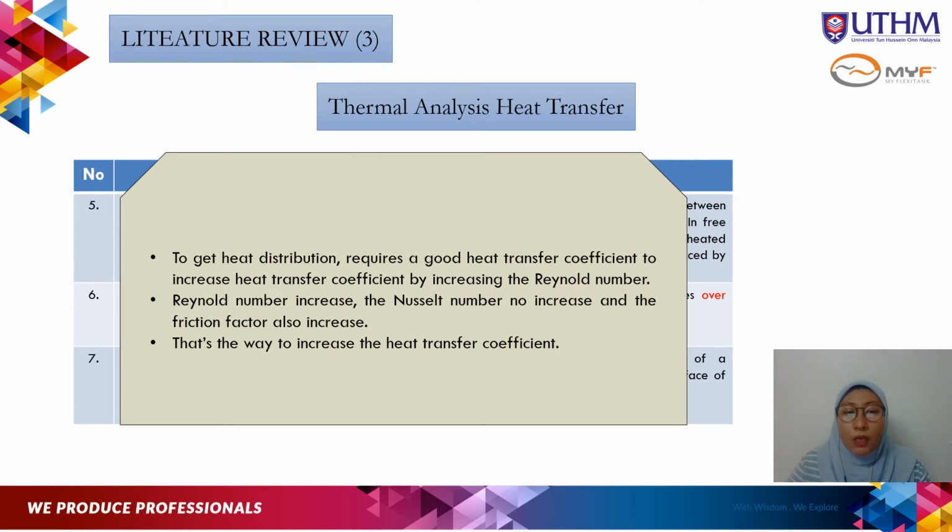For the summary, the literature review number 2 and 3 for the thermal analysis heat transfer is, first, to get the heat distribution requires a good heat transfer coefficient, increased by increasing the Reynolds number. Second, as the Reynolds number increases, the Nusselt number does not increase and the friction factor also increases. Third, that's a way to increase the heat transfer coefficient.